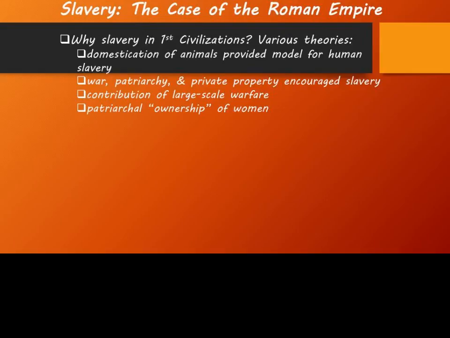Well, there are various theories as to why this happened in the first civilizations. The domestication of animals provided a model for human slavery. War, patriarchy, and even private property ideas encouraged slavery. Large-scale warfare contributed to the growth of slavery, as those first slaves were prisoners of war. And the patriarchal ownership of women may have encouraged slavery as well.